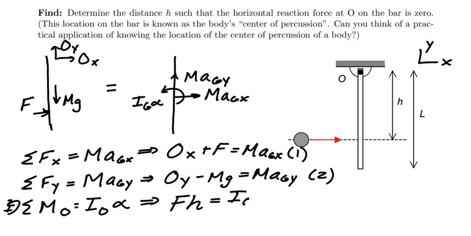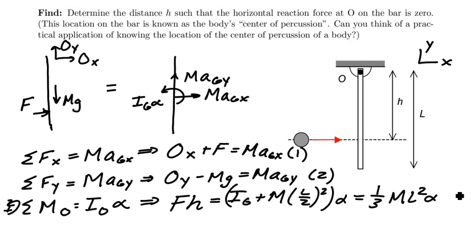and that's going to equal, in this case, I about G plus the mass of the bar times the distance between O and G, which is going to be L over 2 quantity squared, and that's going to be times alpha. Now if you use that I of G is equal to 1/12 M L squared, this is going to work out to be 1/3 times capital M times L squared times alpha, and we can call this equation 3.